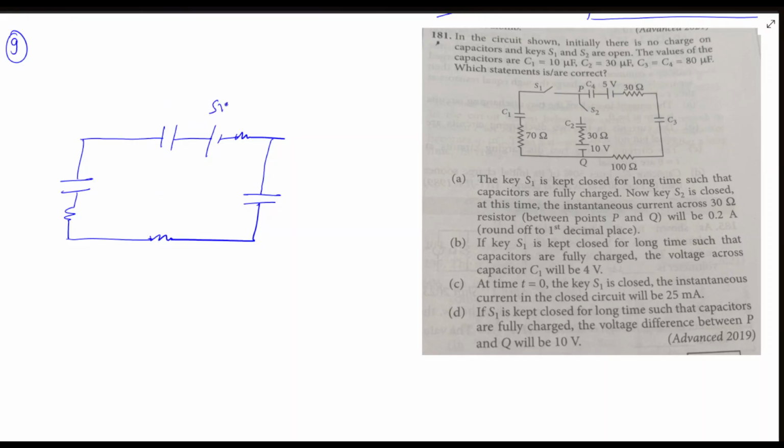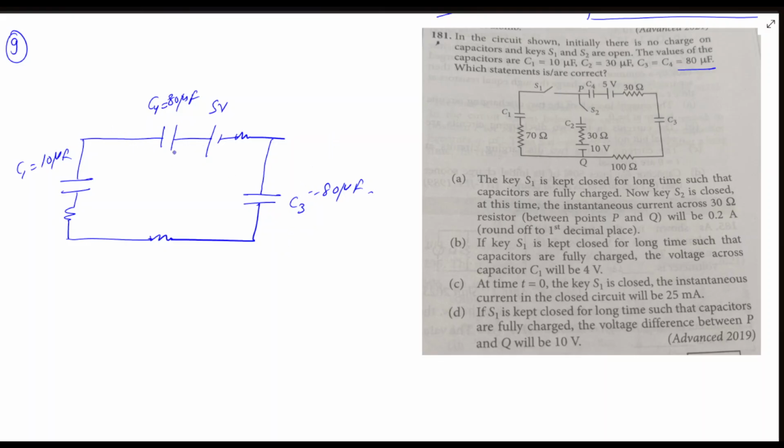So this is a 5 volt cell. So this is C4. It is 80 microfarad, right? So C4 is 80, C1 is 10, right? So C1 is 10 microfarad, and this is C3. So C3 is again 80. Okay.